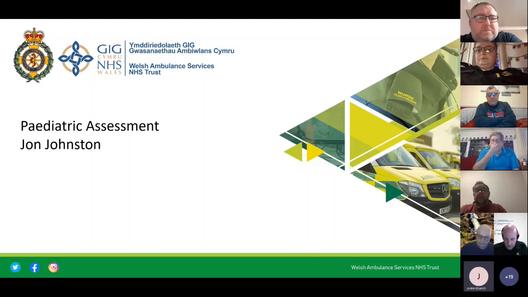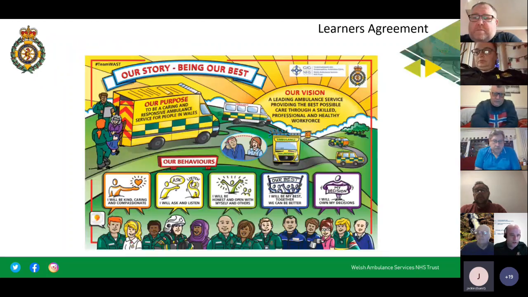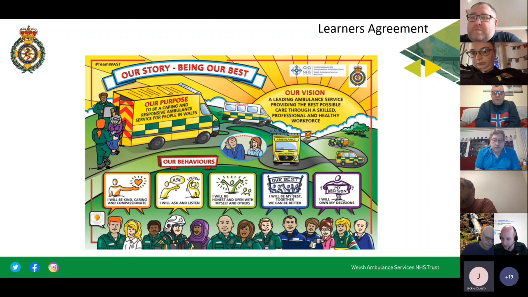So we're going to go on and talk about our trust behaviours. During the session, learners agreement, we talk about every single session we cover. So we're going to be caring, compassionate, we're going to ask and listen. We're in an educational learning environment. We're going to be open and honest. If you ask me a question, I'm going to give you the most honest answers I can. We're better together and we're going to own our own decisions.